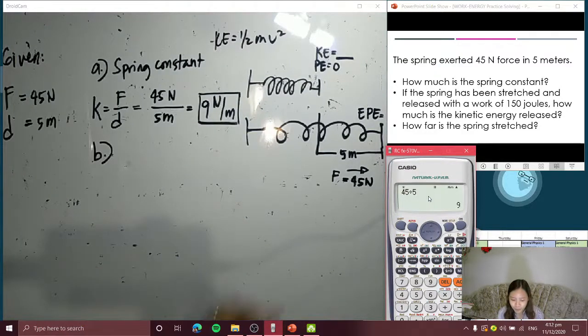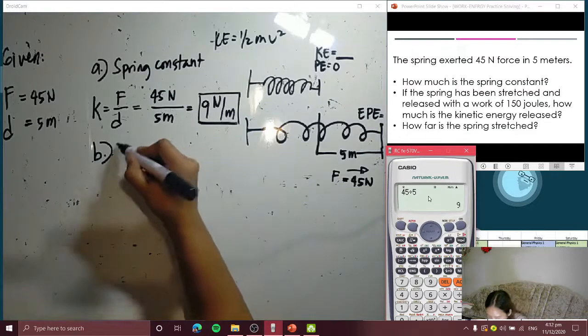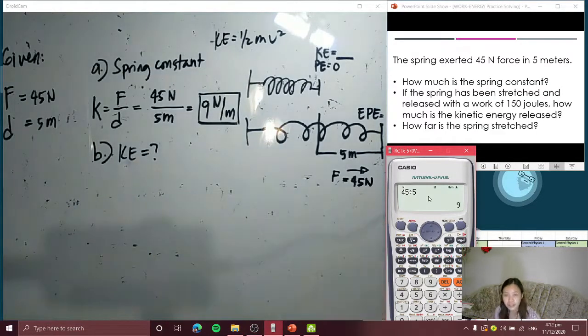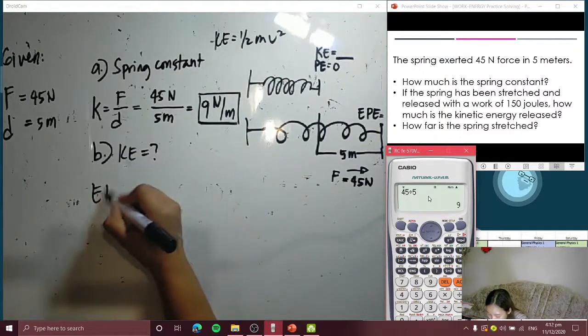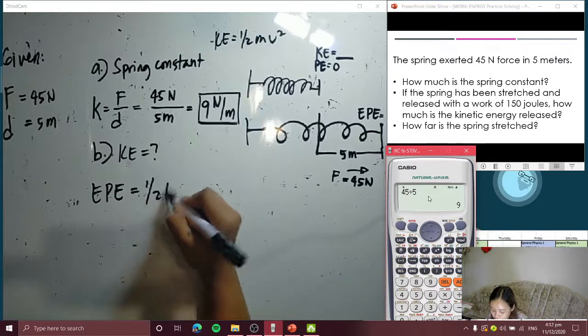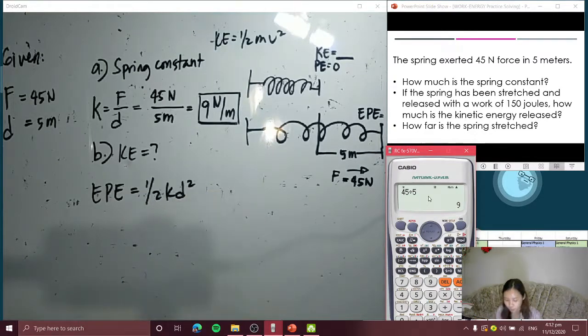So ano ang himuon ta? Take note, we have the conservation of energy from kinetic to elastic potential. So in order for us to get the value of the kinetic energy, we need to look first for the value of the elastic potential energy. So gamiton ta ang EPE equation naton. KE pangitaon ta, pero mangita kita first sang EPE. Let us use our EPE equals 1/2 KD squared.